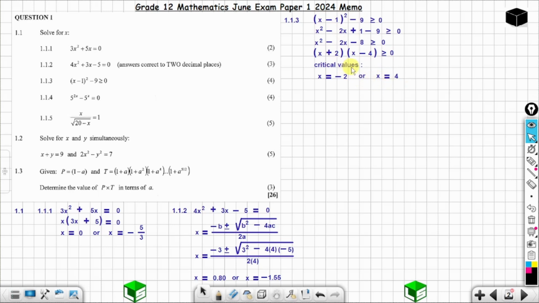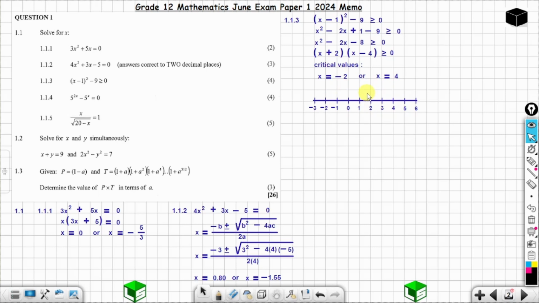Okay, after you have your critical values, now you are going to use your critical values on a number line. Okay, you have your number line. So you have negative 2 and 4.